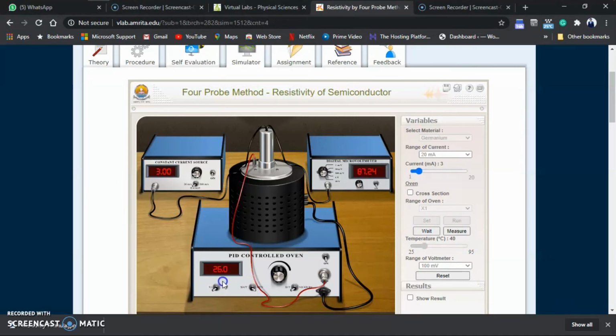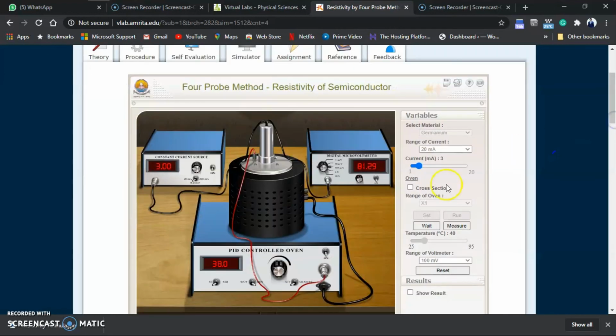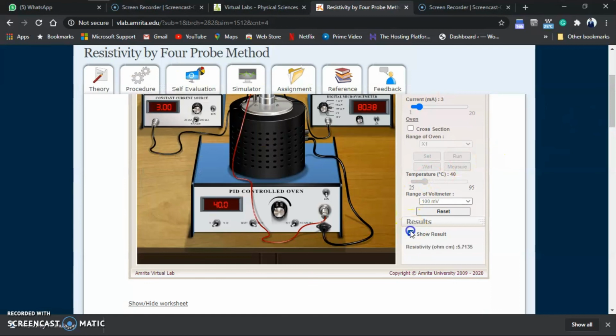The temperature will slowly start increasing from 25 degrees Celsius up to 40 degrees Celsius, and you can observe the changes here. Then we'll have to wait till it reaches 40. So the final reading is 80.38, and the resistivity is this.